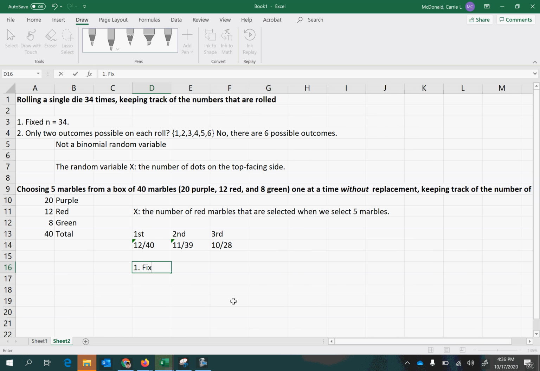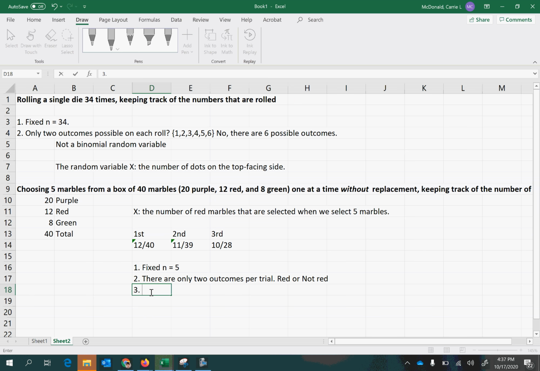One, we have a fixed n, which is 5 here, so that was satisfied. Two, that there are only 2 outcomes per trial. Now that is true because what we've boiled it down to here is either red or not red. So if we're only looking at the marble to see if it's red, then we only have 2 possible outcomes, yes or no. So that one is satisfied as well.